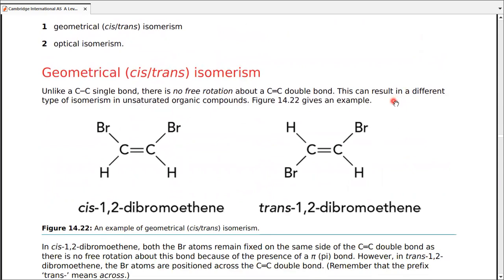Cis-trans isomerism. Since that's the alkene part and the atoms bonded onto the doubly bonded carbon atoms of alkenes, I hope you get the idea. The previous type I was discussing for an example out of IGCSE was actually geometrical or cis-trans isomerism. So, unlike a carbon-carbon single bond, there is no free rotation about a carbon-carbon double bond. कार्बन-कार्बन double bond में कोई free rotation नहीं होगी, ठीक है?